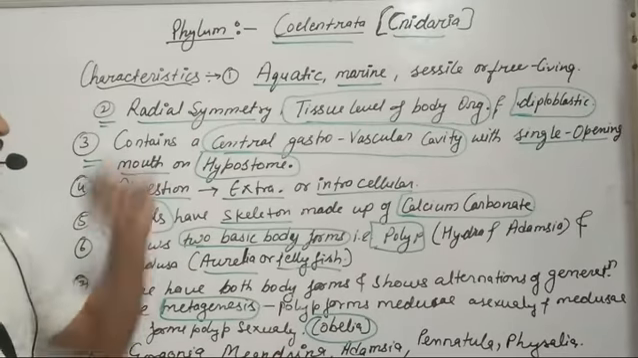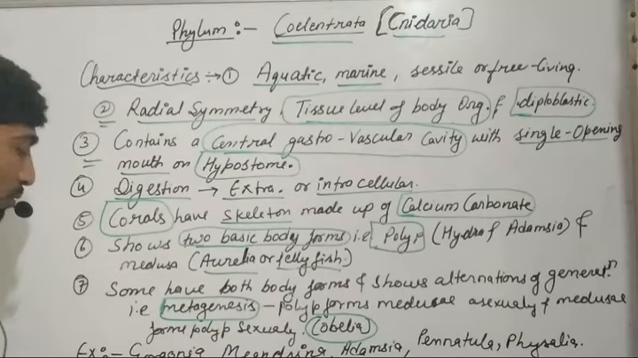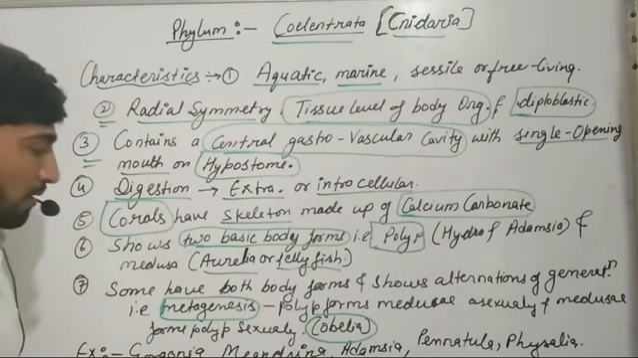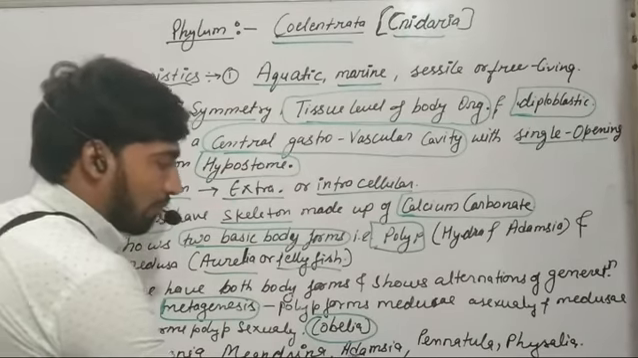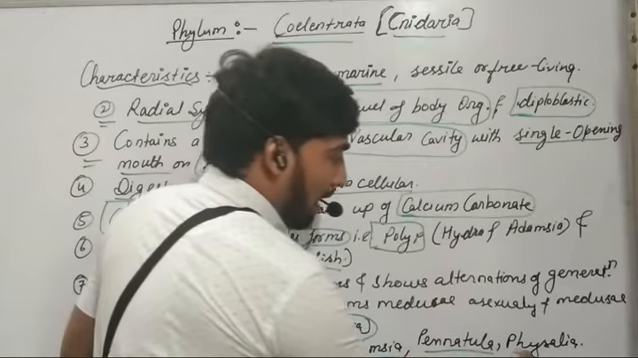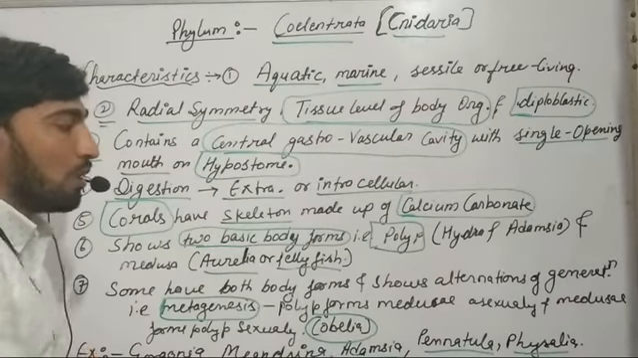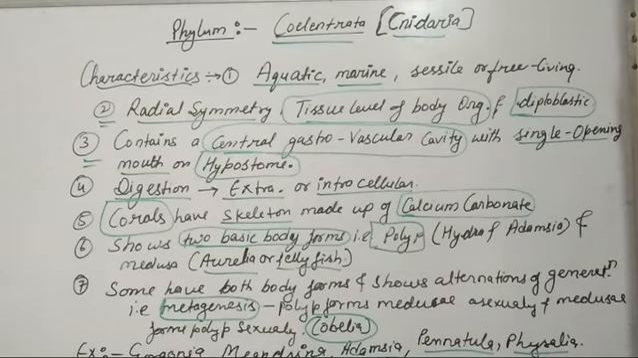Now the other examples of coelenterate or cnidaria include Gorgonia, Meandrina, Adamsia, Pennatula, and Physalia. So all these are the examples of the cnidarian phylum.